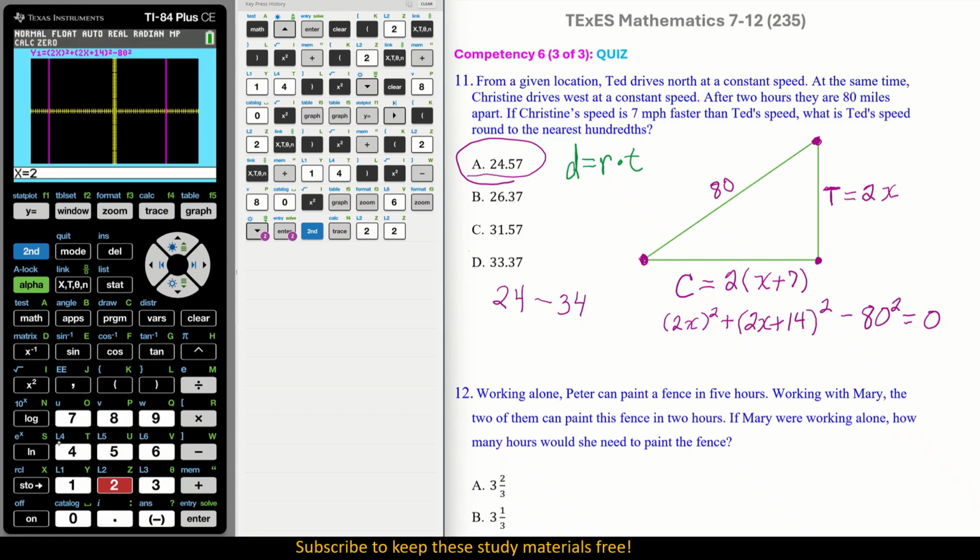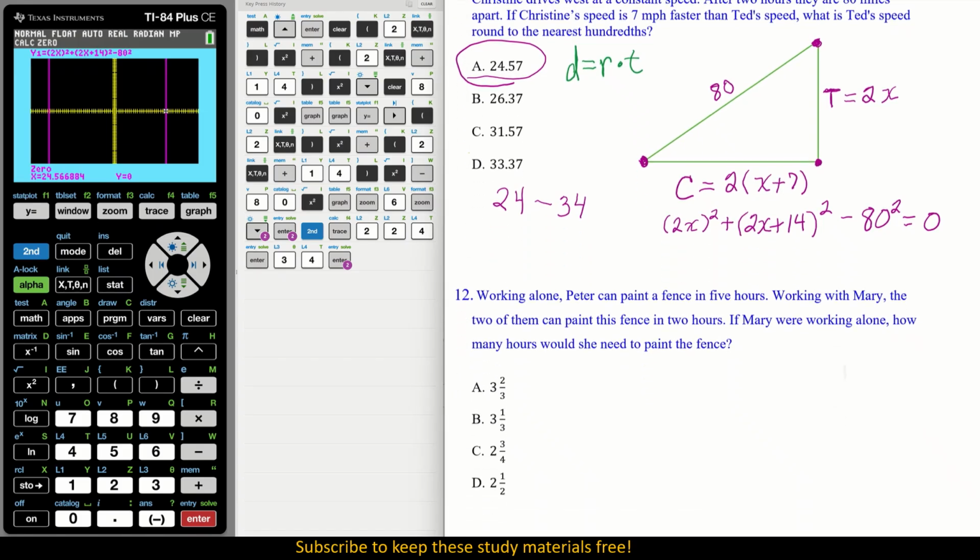So I'm going to say 24 and push enter. Now my right boundary will be 34. Okay, now it says, what's your guess? So push enter again. And yes, we get the exact same answer that we did by using our numeric solver.